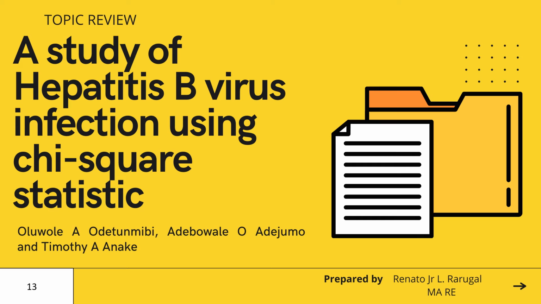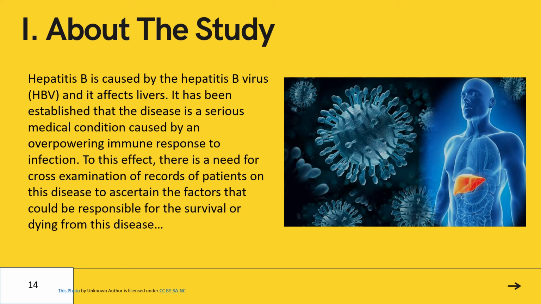So let's see. In the topic review that I have chosen, the study of hepatitis B virus infection using the chi-square statistic. This study is all about hepatitis B, which is caused by the hepatitis B virus, HBV, and it affects livers. It has been established that the disease is a serious medical condition caused by an overpowering immune response to infection. To this effect, there is a need for the cross-examination of records of patients on this disease to ascertain the factors that could be responsible for the survival or dying from this disease.